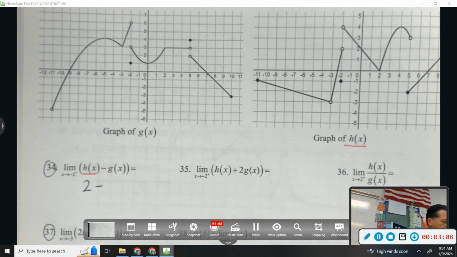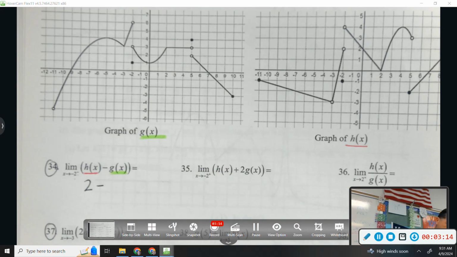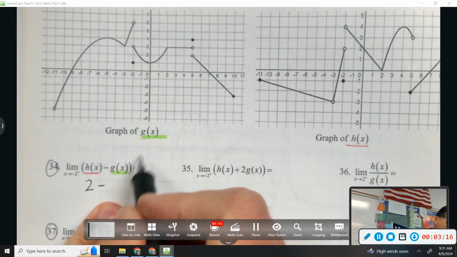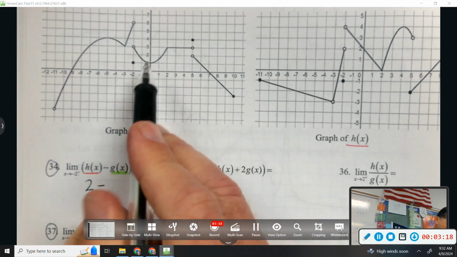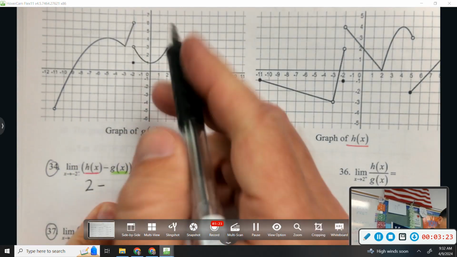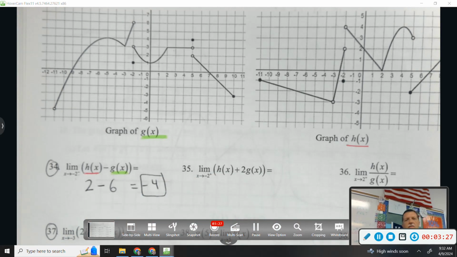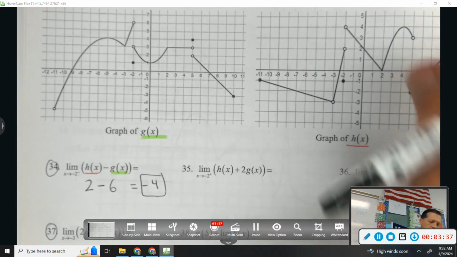Minus, now we want graph of G. So looking at G, x approaches -2 from the left would be 6. And 2 minus 6 is -4. Again, I think the most missed part of these is people looking at the wrong graph because they just get going and try to go too quick.